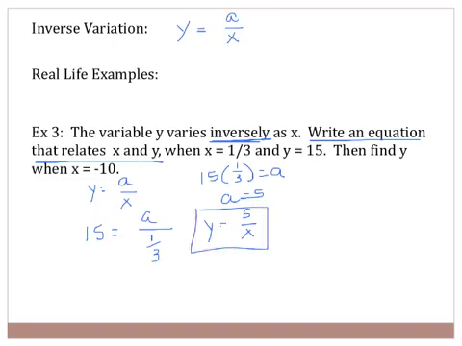And then it says find y when x equals negative 10. So y is equal to 5 divided by negative 10. So y is negative 1/2.